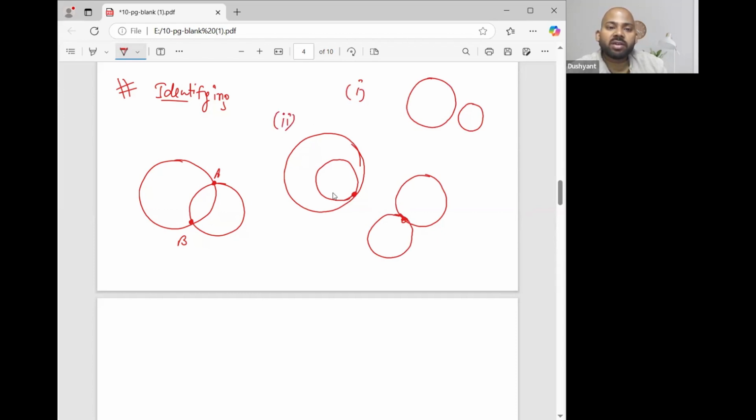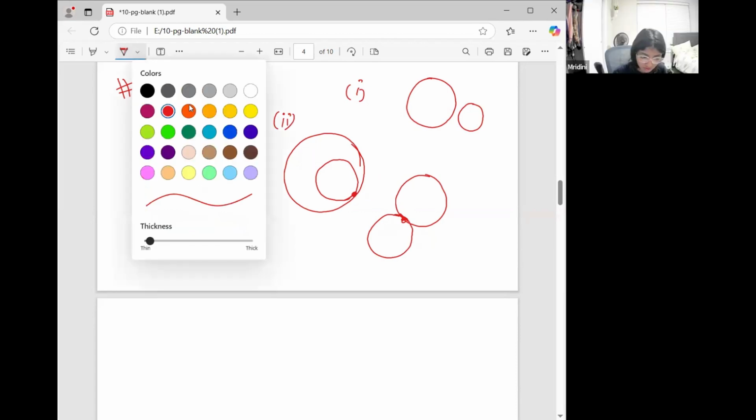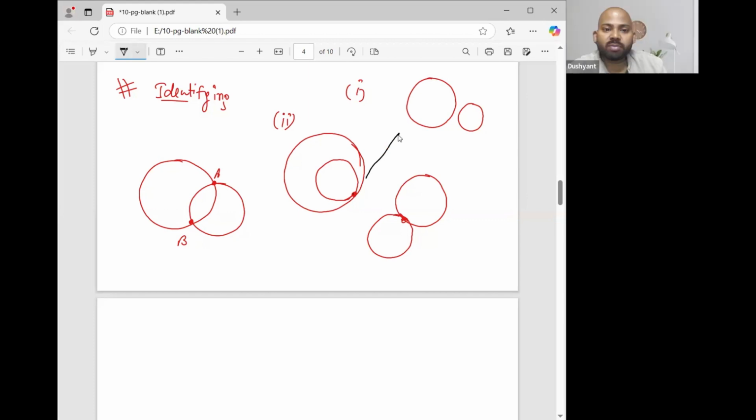Second, we can have one intersection here. So this is known as the tangent circles. This is known as the tangent circles because it just passes through, intersecting at a single point. Only one point of intersection is there. That's why it is known as the tangent circles. Tangent circles: only one point of intersection.